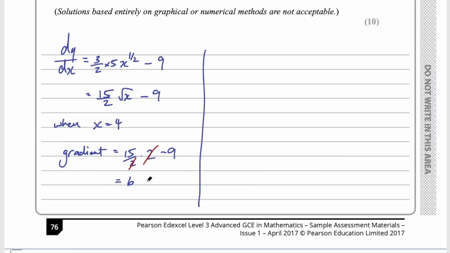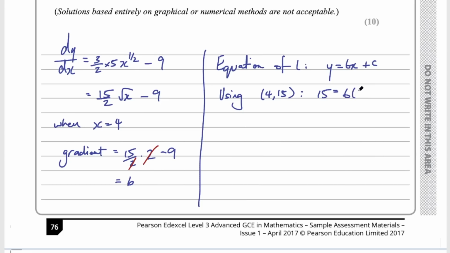So the gradient of L will be 6, so therefore the equation of L will look something like this: y equals 6x plus c, and we need to find that c to finish this equation off. So then we can say, using (4, 15), because we know that point lies on the line, so we substitute that into this equation. We say that 15 equals 6 multiplied by 4 plus c. So 15 equals 24 plus c. So therefore c equals minus 9. Alright, now firstly we can finish this off. We can say that the equation of L is y equals 6x minus 9.